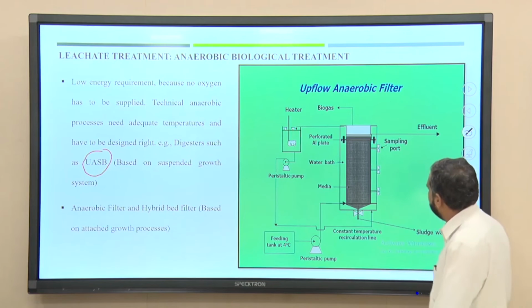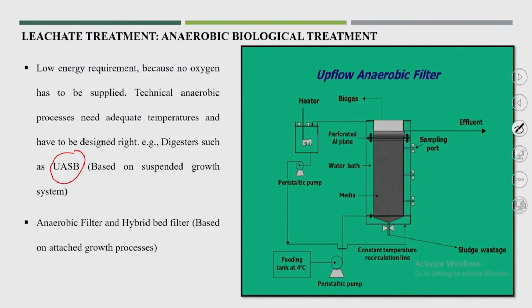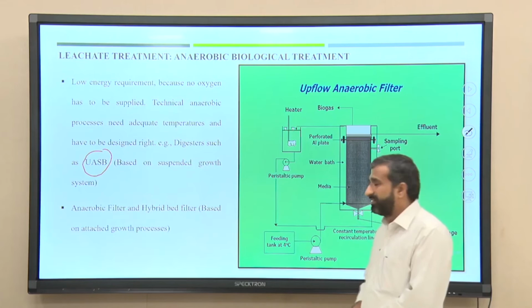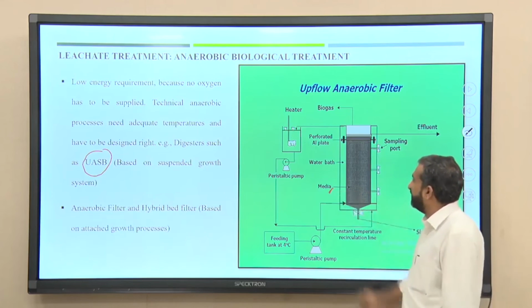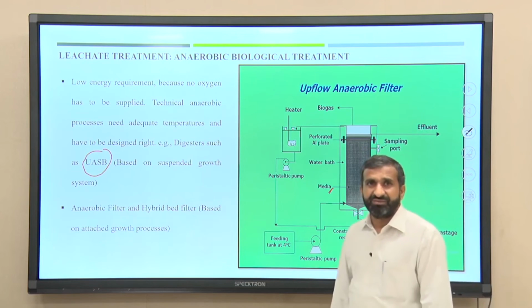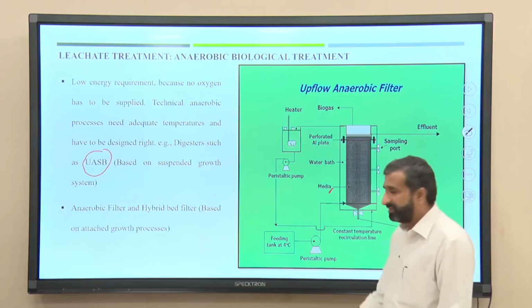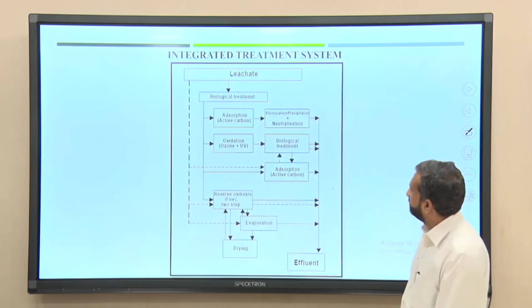So, this is the upflow anaerobic filter. This is somewhat different from the USB unit. USB will be a long cylinder or long vertical vessel. Here also it is a vertical vessel, but this vessel will be filled with media, and the bacteria will grow onto that media, and because of that the degradation of organic matter is possible.